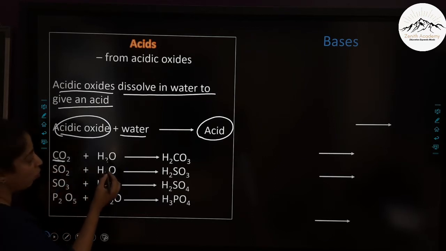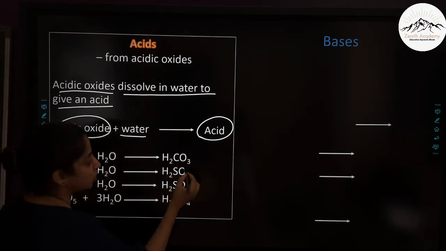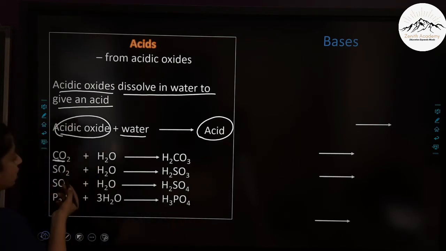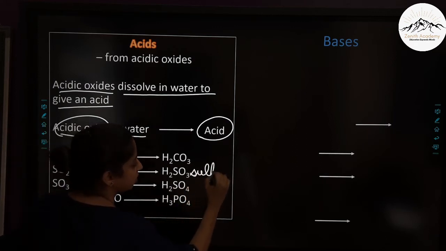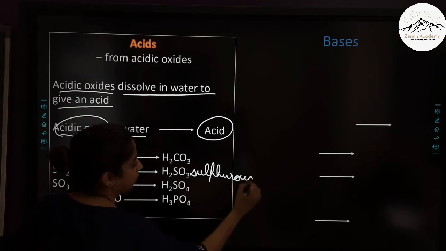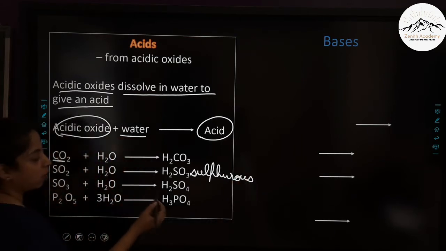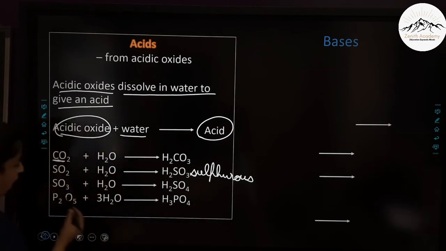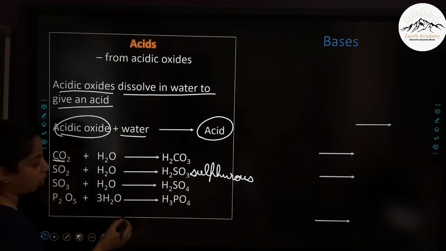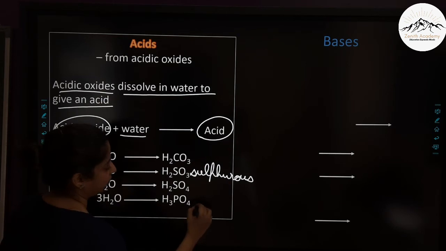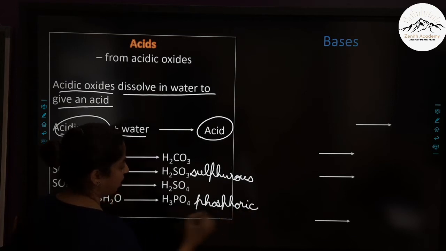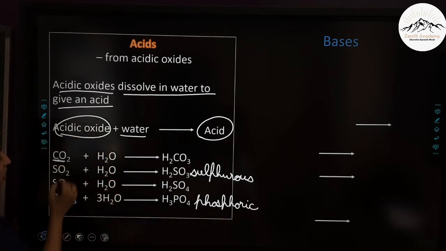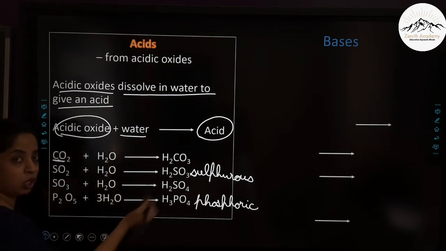So carbon dioxide and water reacts to form H2CO3, which is carbonic acid. SO2 and water combines to form H2SO3, which is sulfurous acid. SO3 plus water combines to form sulfuric acid, and P2O5, that is phosphorus pentaoxide or diphosphorus pentaoxide, reacts with water to form phosphoric acid, that is H3PO4. So this is how acidic oxide, that is non-metal oxide, reacts with water to form acids.